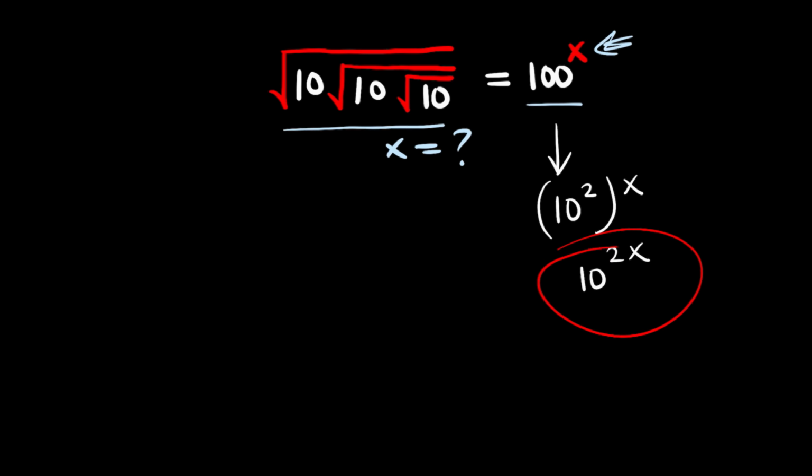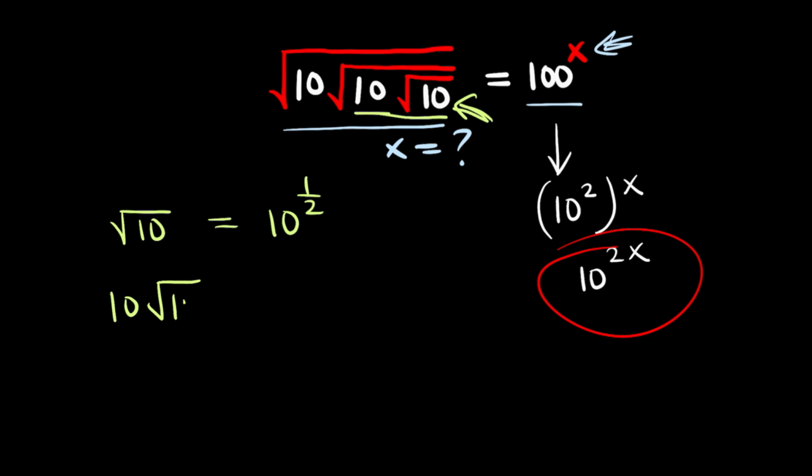I'm going to start with this inner 10. So I have the square root of 10, which can also be written as 10 raised to power 1 over 2. Now that I'm done with that, I'll jump on to the next 10. So I have 10 times the square root of 10, which means 10 times what we just got, which is 10 times 10 raised to power 1 over 2.